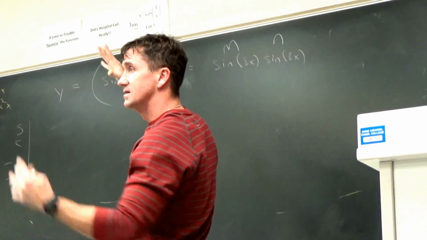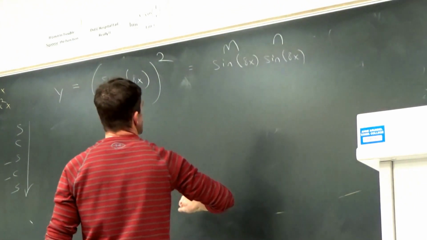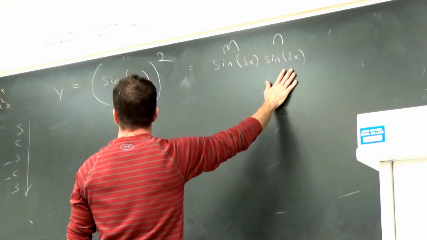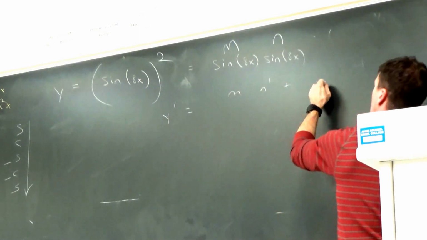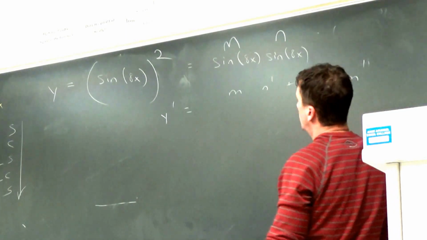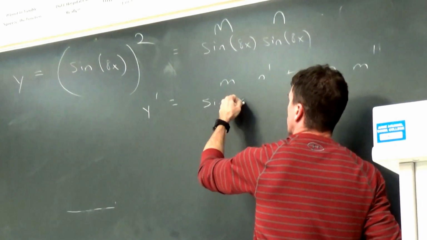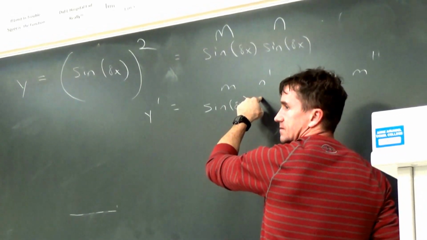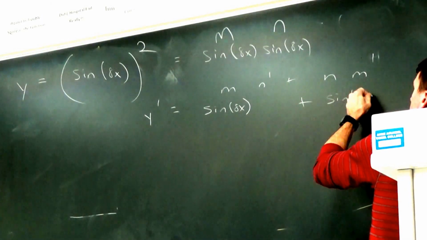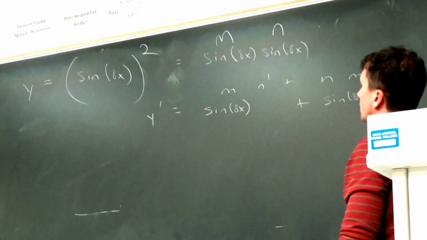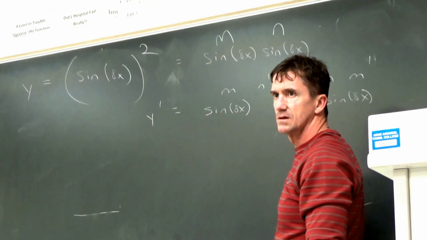Because that can get confusing. Look at that thing: sine, parentheses, 8x, close parentheses, another parentheses, squared. So if I do product rule, m times n prime plus n times m prime, right? What's m? Sine of 8x. What's n? Sine of 8x. That looks tough. All right, can you help me with the tough part? What's the derivative of sine of 8x? 8 cosine of 8x.